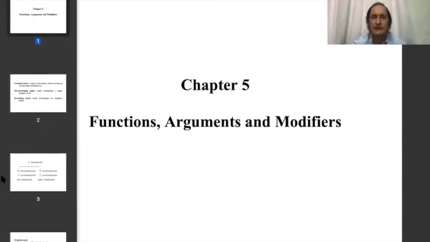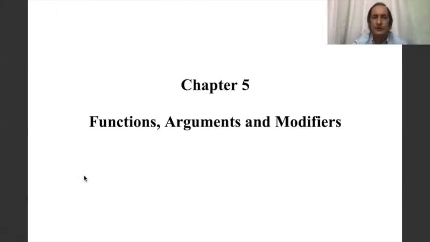Okay, today we're going to look more at functions and arguments, but in particular at functions that take other functions as arguments. And we're going to be looking at modifiers.